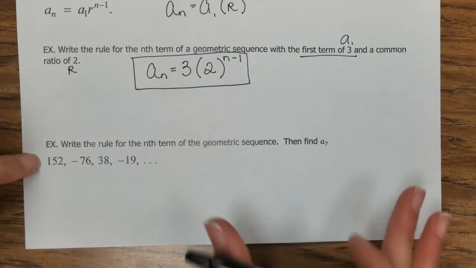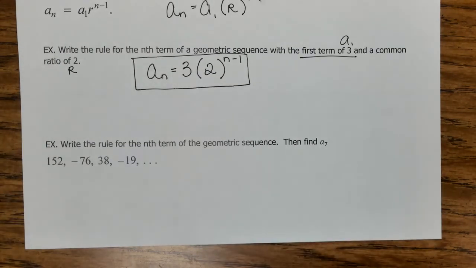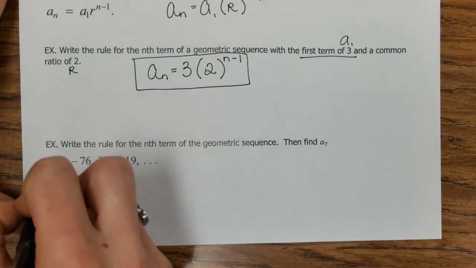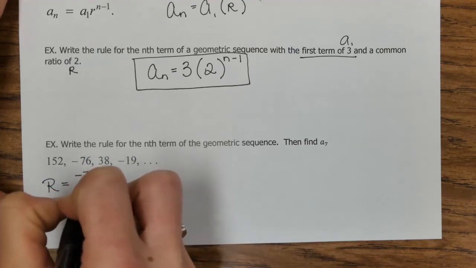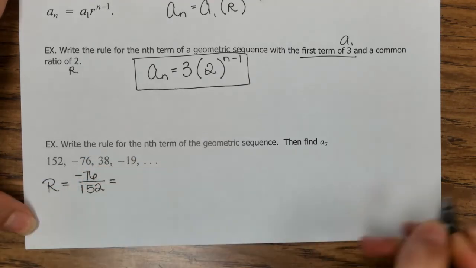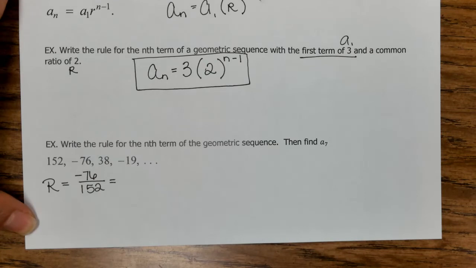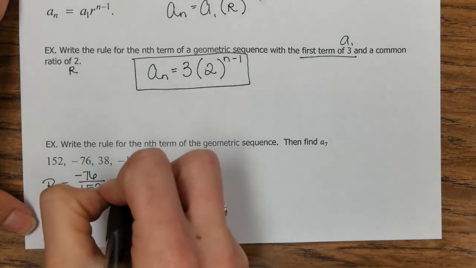Here, write the rule for the nth term of the geometric sequence, then find A7. I've got to do my ratio formula. So second, negative 76 divided by first, 152. Negative 76 over 152 is what? 1/2. Negative 1/2.